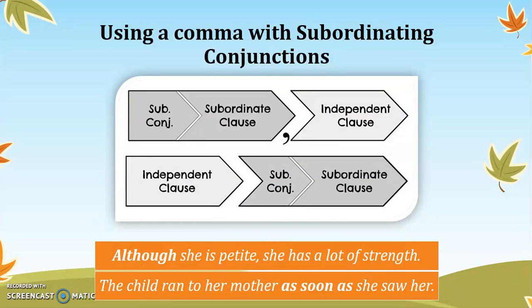Comma placement and subordinating conjunctions. This is very important. Subordinating conjunctions that fall in the middle of a sentence are generally not preceded by a comma. When a subordinate clause begins a sentence, the whole clause is followed by a comma. We can see some examples.